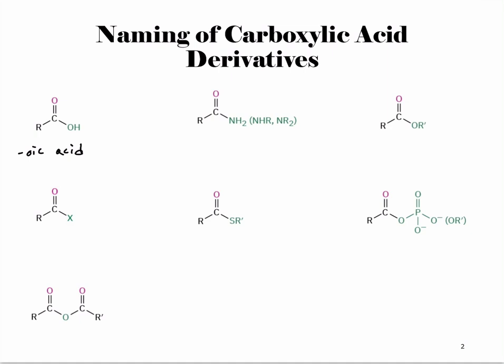If we have a halide, I think we talked a little bit about this a while ago, then we replace the suffix with oyl and then the name of the halide. So for example, if X equals chlorine, then it will be chloride, right? So this would be like acetyl chloride or something like that.